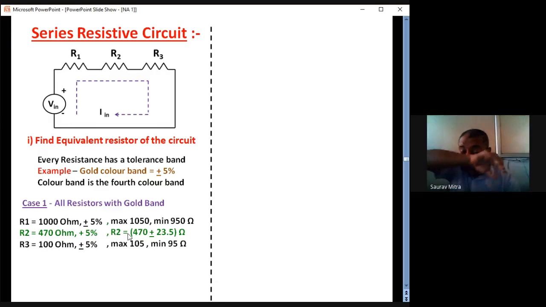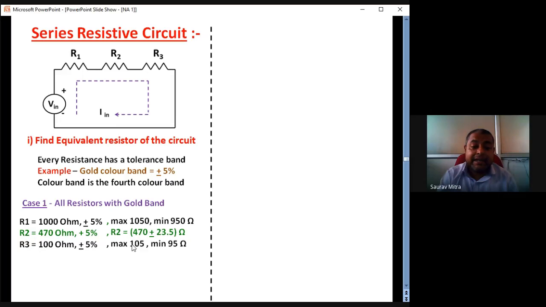So R2, whenever you are measuring by ohm meter, it will be in the range of 446.5 ohm up to 493.5 ohm. Any value beyond 493.5 or less than 446.5 is not acceptable. So you have to check that whenever you are in the lab. Third resistance 100 ohm, this is plus or minus 5%. 5% of 100 ohm is 5 ohm. So the maximum value of this 100 ohm resistance can be 105, and the minimum value can be 95. So when you measure this third resistance R3 separately by ohm meter, it should give you a value between 95 ohm and 105 ohm.